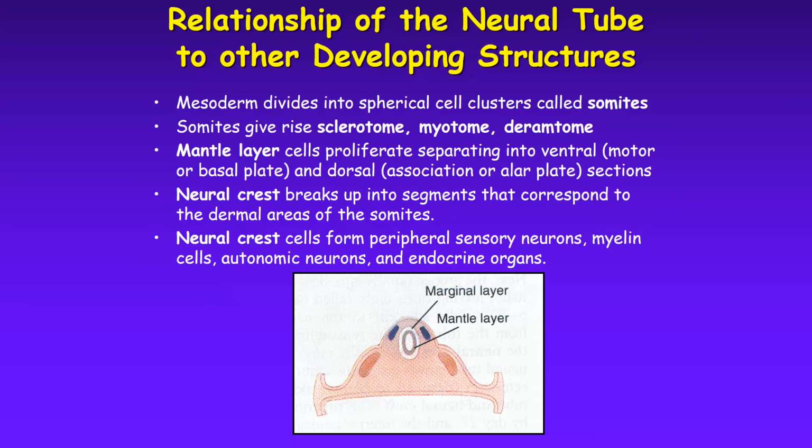Neural crest cells break into segments that correspond to the dermal areas of somites. These are the neural crest cells right here, that little blue area that came in from the edges, the crest of the groove that was developing. These are going to end up being your dorsal root ganglia that are going to associate with a specific region of the somite, the dermatome of a somite. They're going to grow little axons out to innervate that area of skin, the dermatomal area of skin, as the embryo develops.